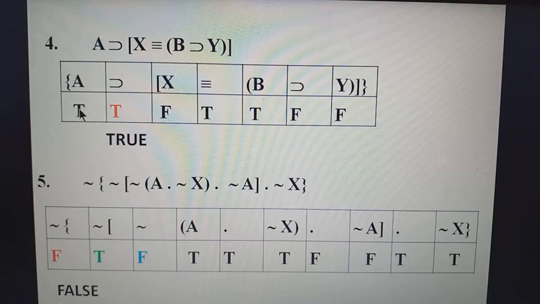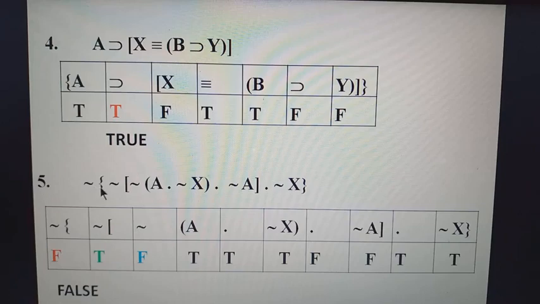So antecedent is true, consequent is true. It is true. A conditional statement is only false when the antecedent is true and the consequent is false. The consequent is not false. For that reason, it is true. So this expression is true. So take a look at this.